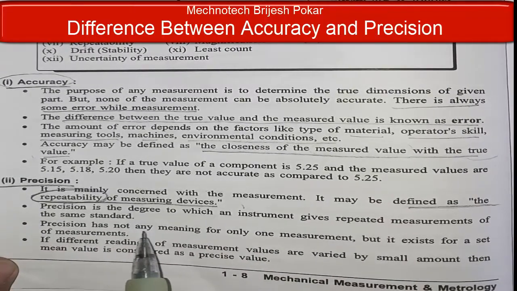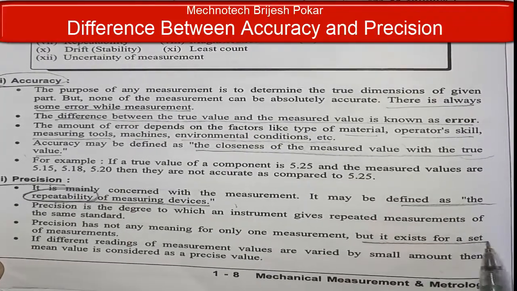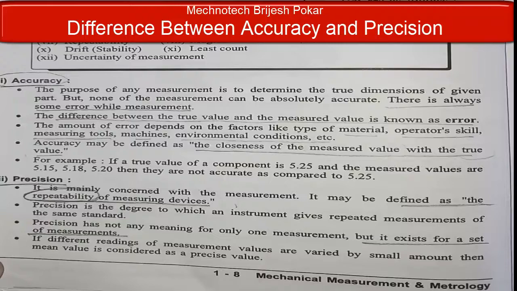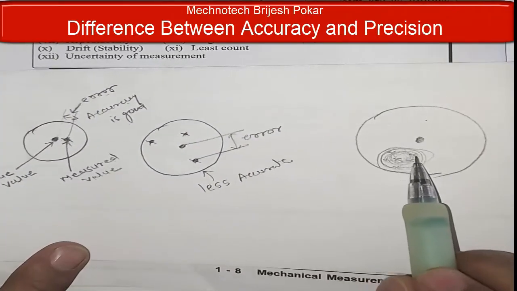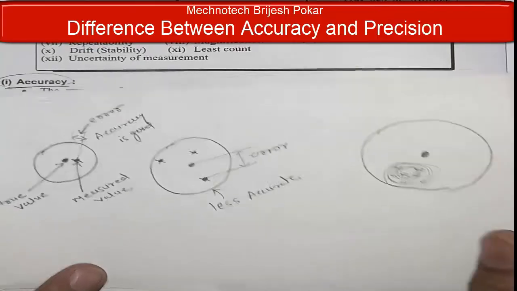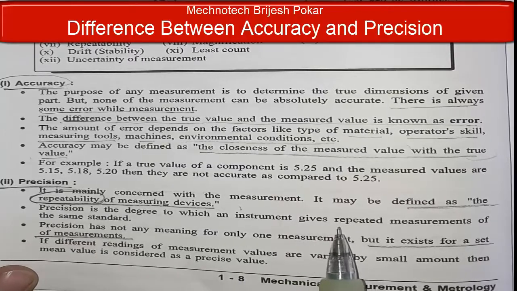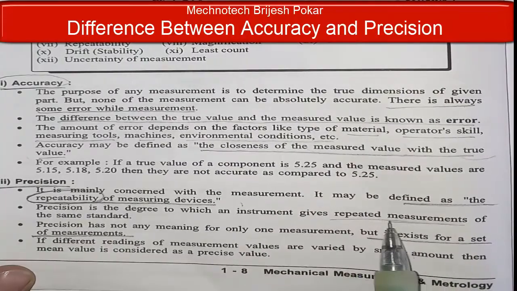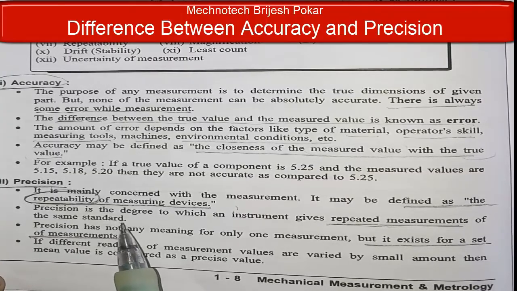Precision has no meaning for only one measurement, but it exists for a set of measurements. It means we are taking a few readings over here and it is a set of measurements, right? So precision is the degree to which an instrument gives repeated measurements of the same standard, again and again.